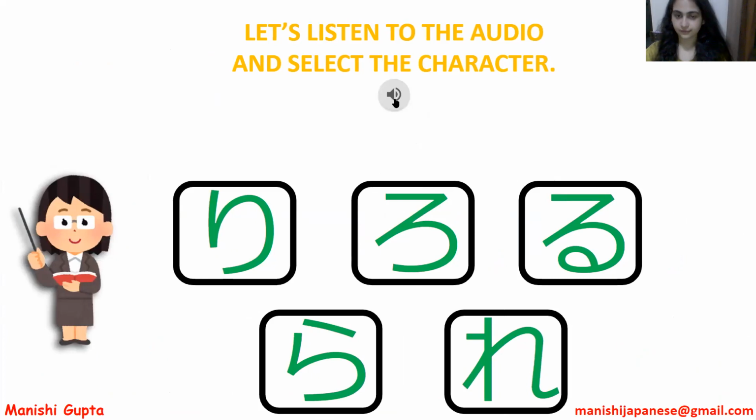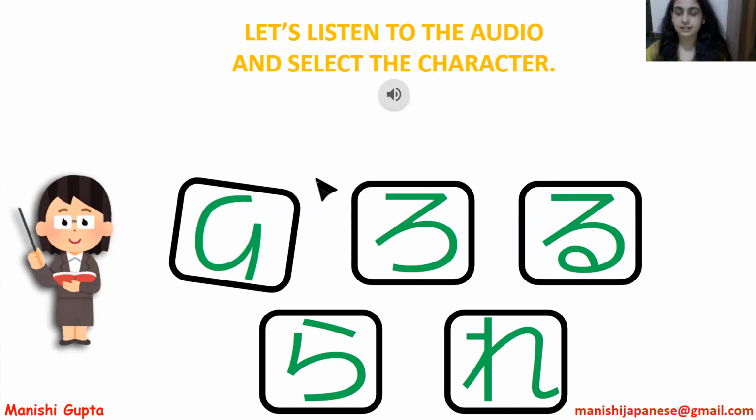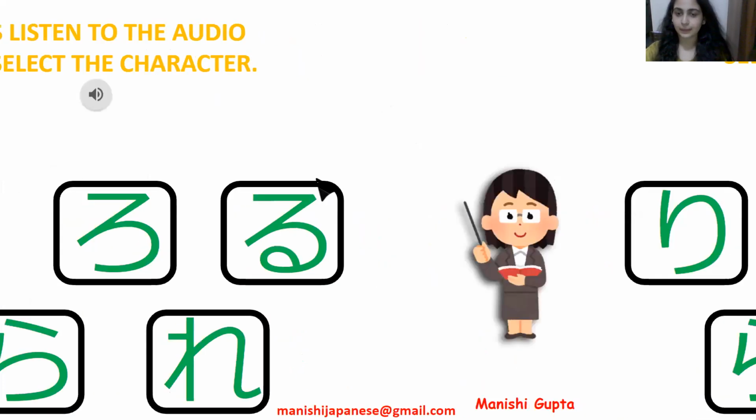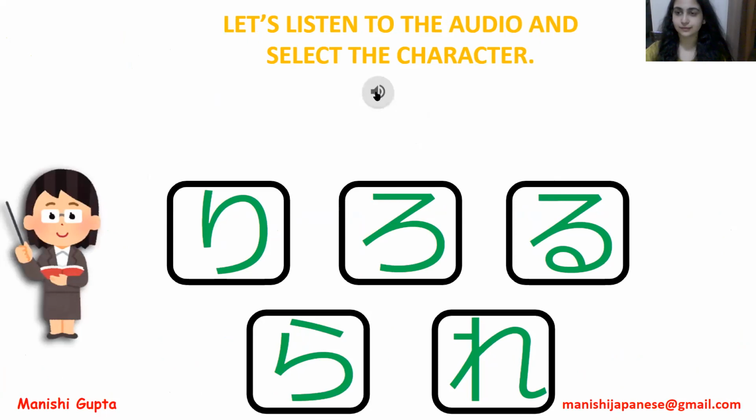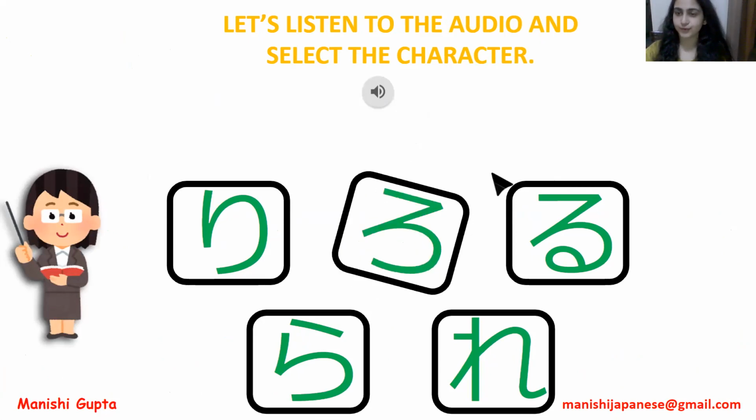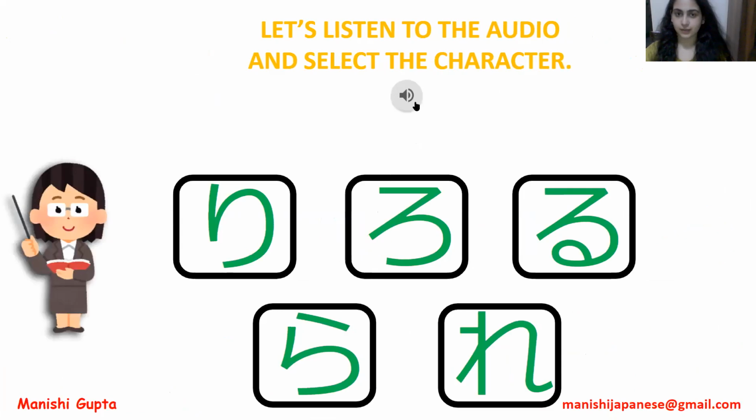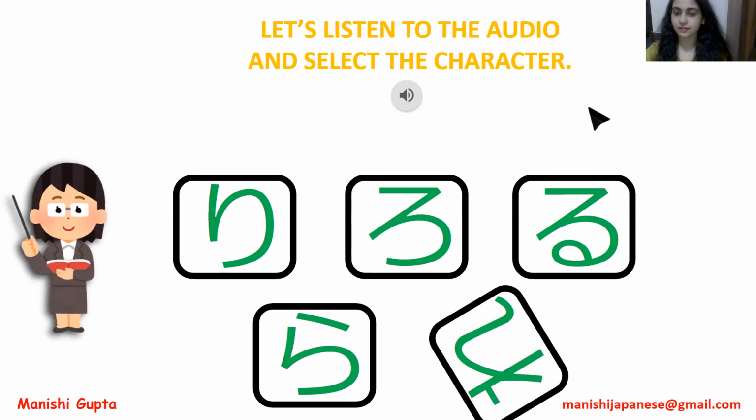Re. So Re has a longer stroke on the right. Re. Ro. Ro has O. If I continue doing it, it becomes O. Ro. Last one. Re. So Re.